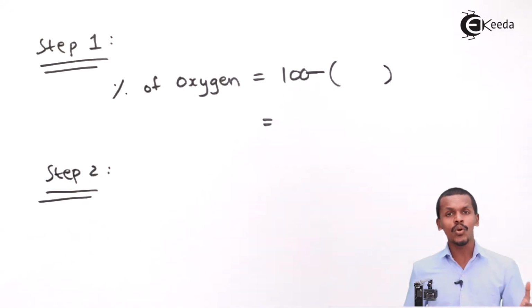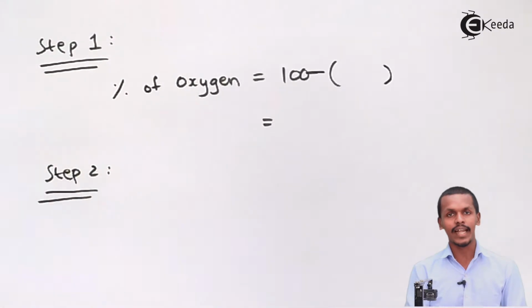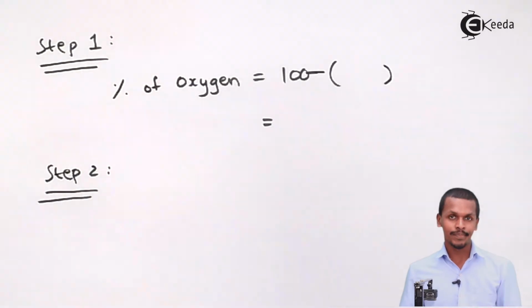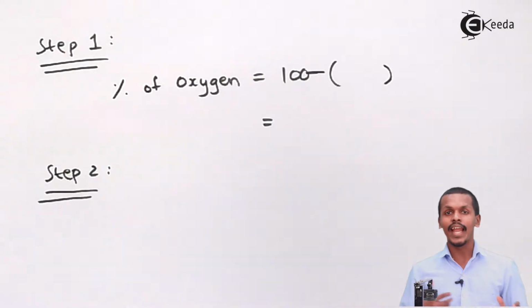So in step number 2, what we do is we arrange the percentage of the respective atoms, and from that we divide it by the atomic mass. Suppose we have got a percentage of carbon as 20, and hydrogen as, suppose, 40, and oxygen is the rest. So how to determine the atomic ratio?